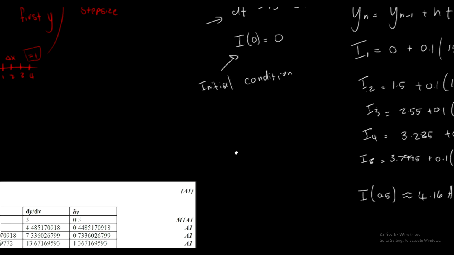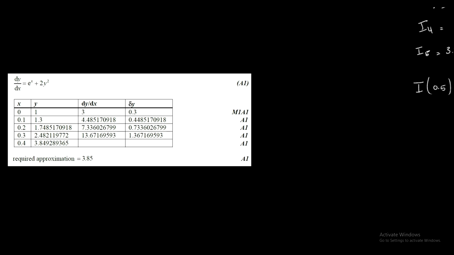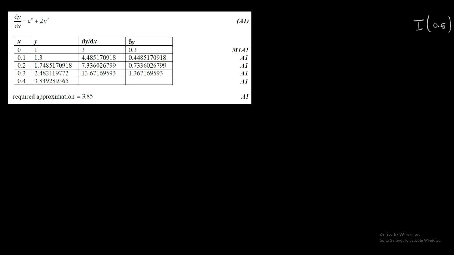Okay, now I want to look at this example. This would be an IB exam example. It was one of the examples given, so let's check it out. So first, let's write down what we know. We know that the differential given is e^x plus 2y squared.